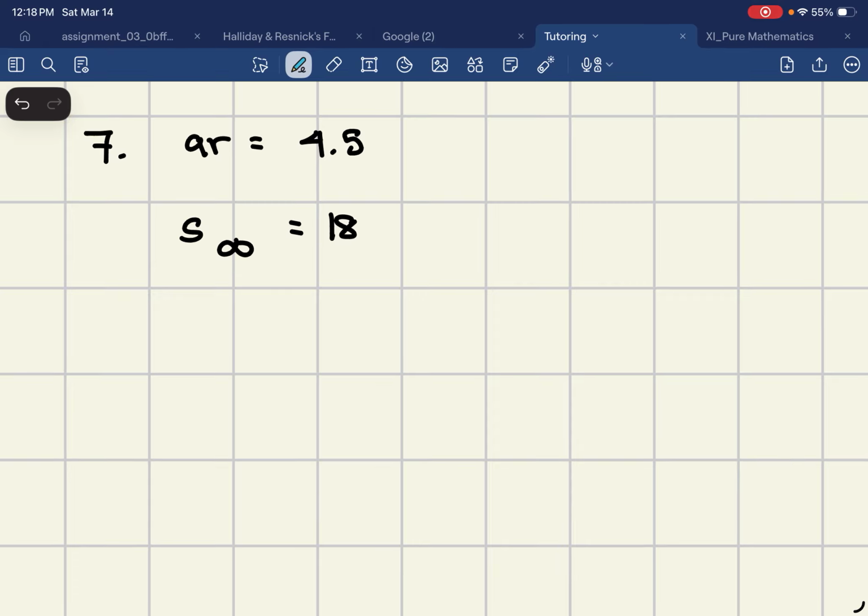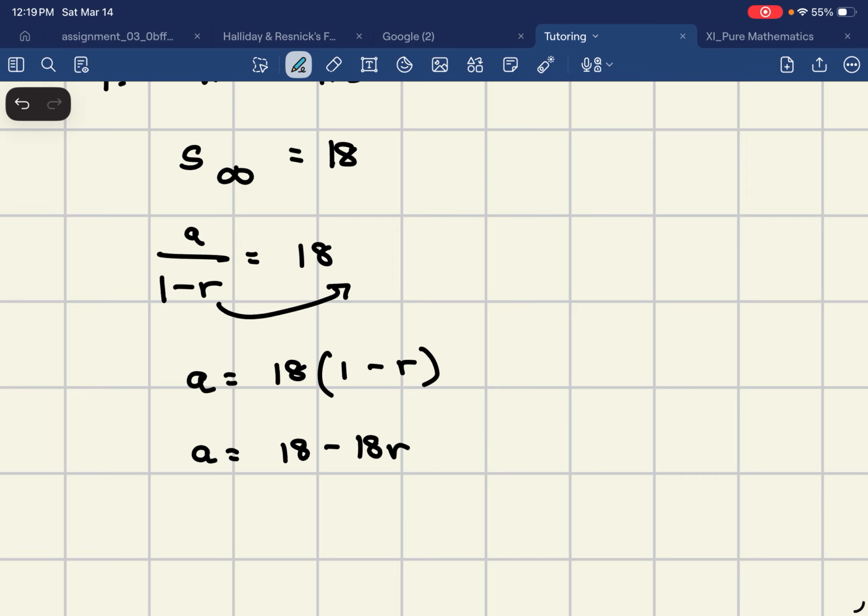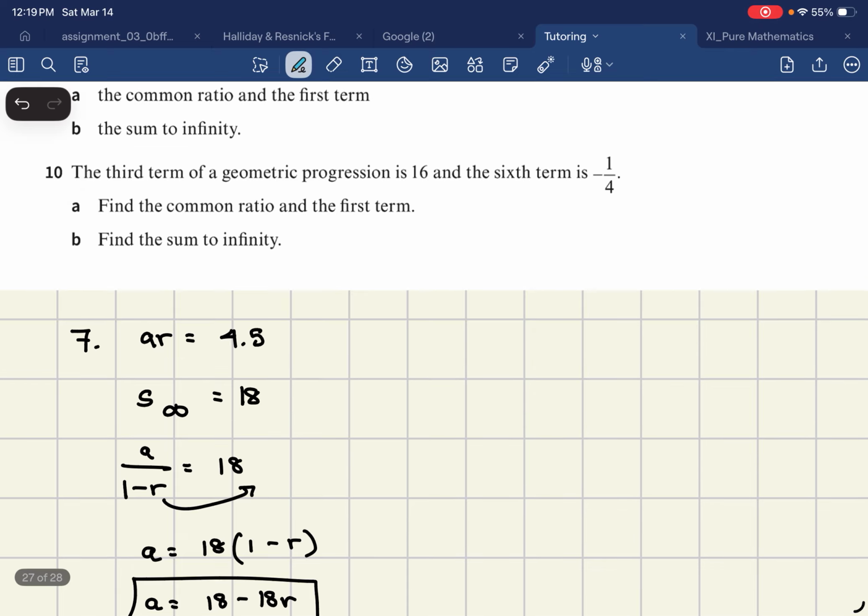All right. So I know AR is 4.5, and I know sum to infinity is 18. So A divided by 1 minus R is equal to 18. And A, if I multiply by 1 minus R on both sides, or A divided by 18, if that is easier for you, is 1 minus R, right? I take this to this side. So A should be equal to 18 times 1 minus R. A is equal to 18 minus 18R. And now I can substitute this in my first equation.